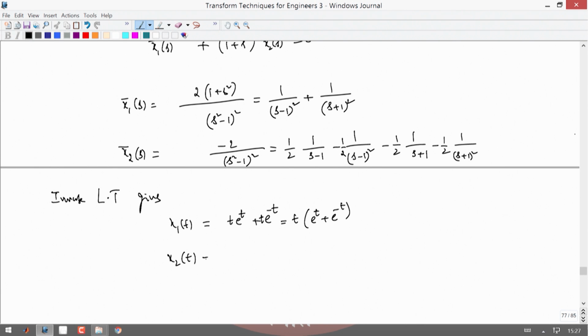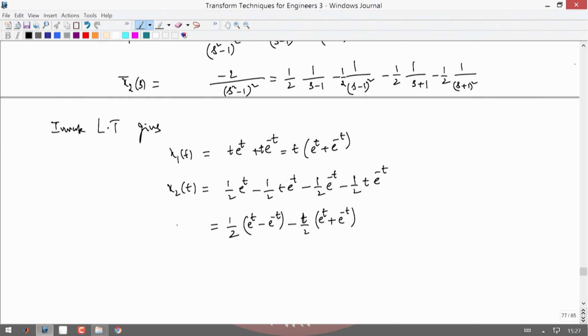x2 of t you can also get as half times e power t minus half times t e power t, minus half times the third term will give e power minus t, again minus half times t times e power minus t. So, if you simplify it, you have half common, e power t minus e power minus t, and then minus half t times e power t plus e power minus t. So, this is exactly your solution x2 of t. So, this is how you can get your solutions.